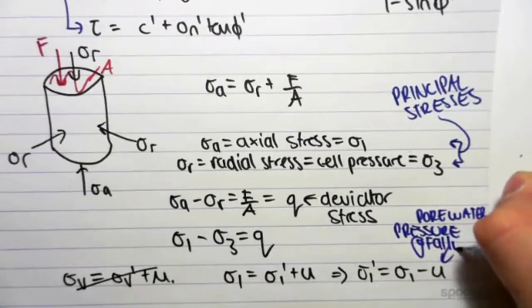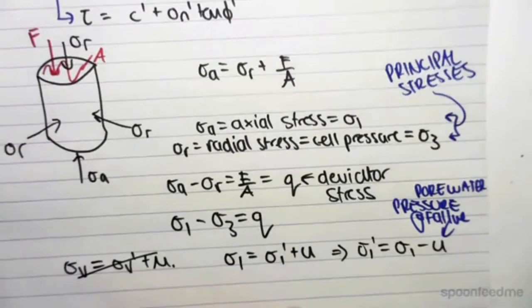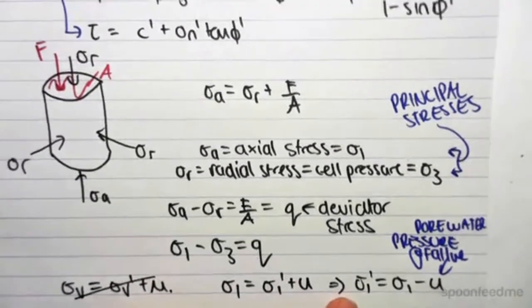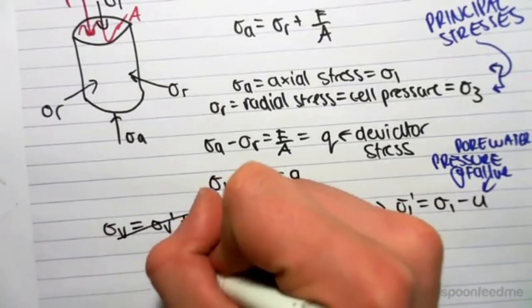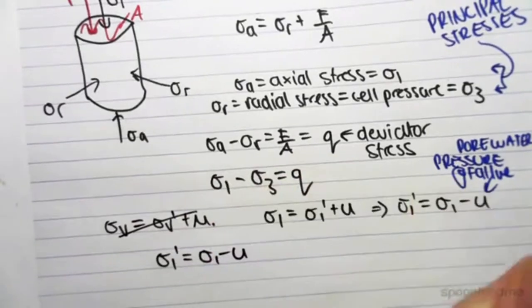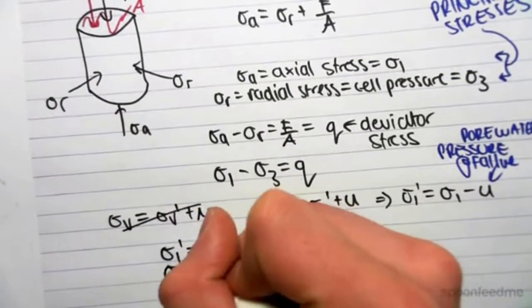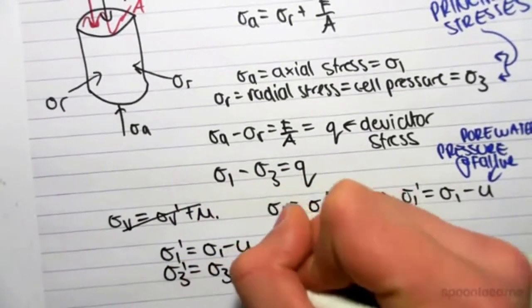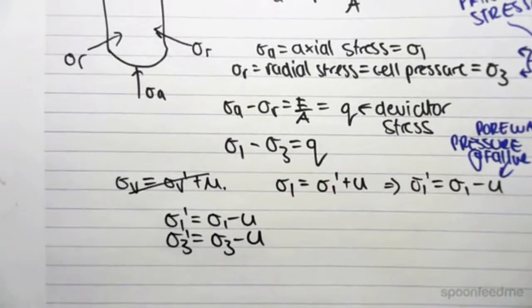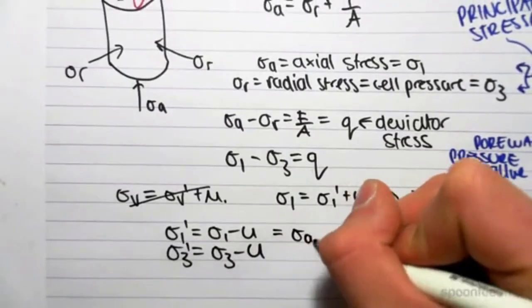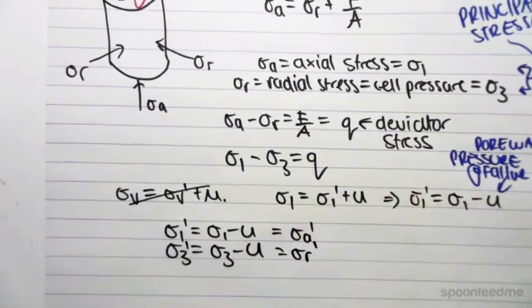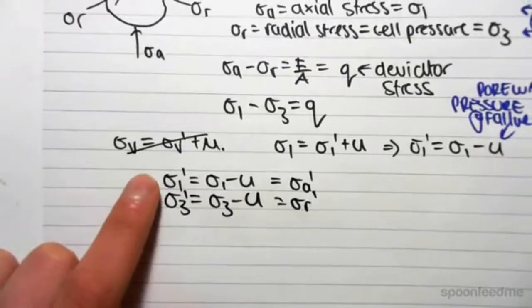That would normally be given to you. So you could get from total stress to effective stress, which is what we need to use for our failure criterion. So we have that sigma 1 dash equals sigma 1 minus the pore water pressure at failure, and similarly sigma 3 dash equals sigma 3 minus the pore water pressure at failure. We could also write this, if we really wanted to, as sigma A dash and sigma R dash, but you're mainly using 1 and 3.